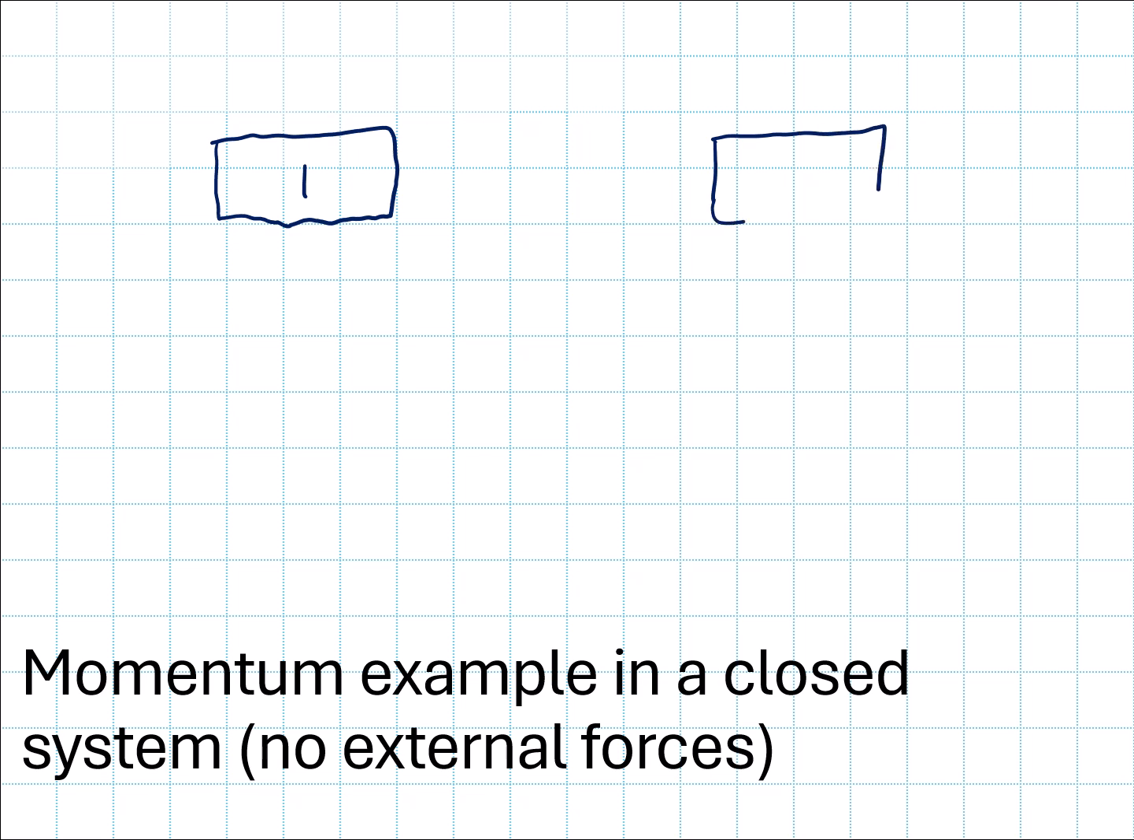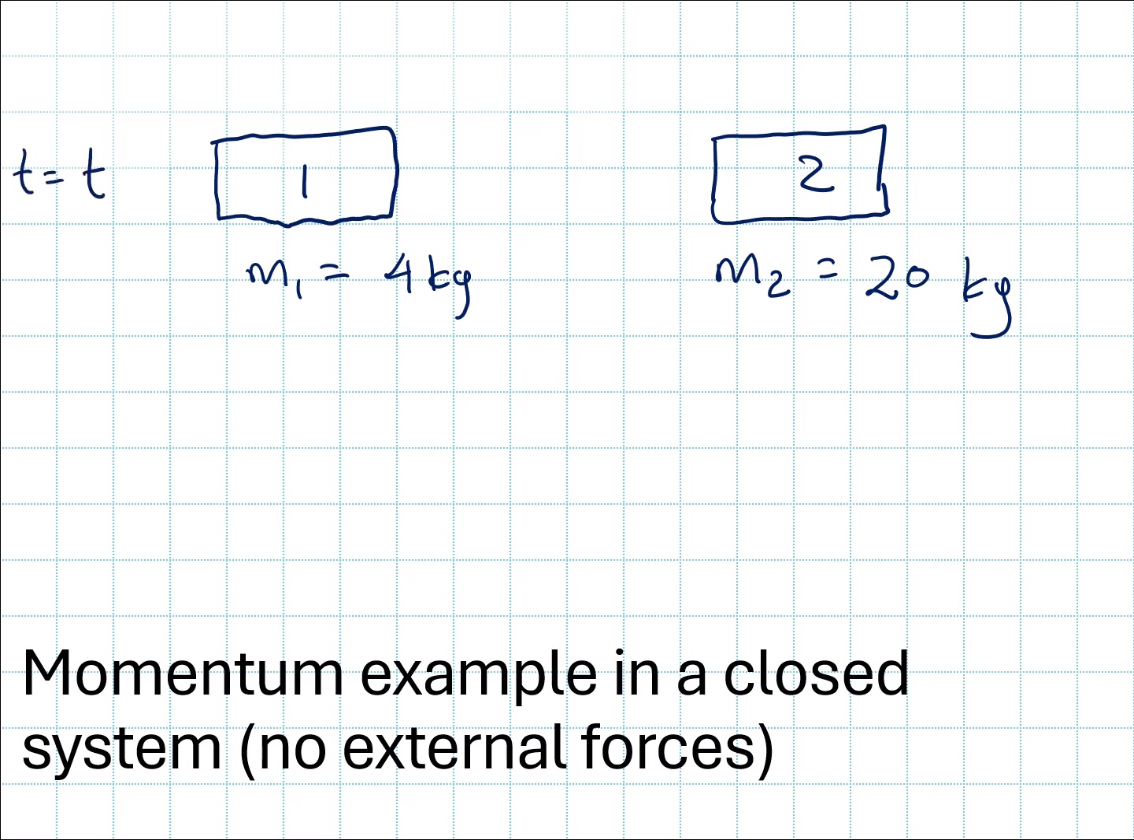So here are my two bodies, 1 and 2. And the mass of body number 1 is 4 kilograms, and the mass of body 2 is equal to 20 kilograms. And when time is equal to t, our two bodies are moving. Body number 1 is moving at a velocity of 30 meters per second. And at time equals t, body number 2 is at rest. So velocity is 0.